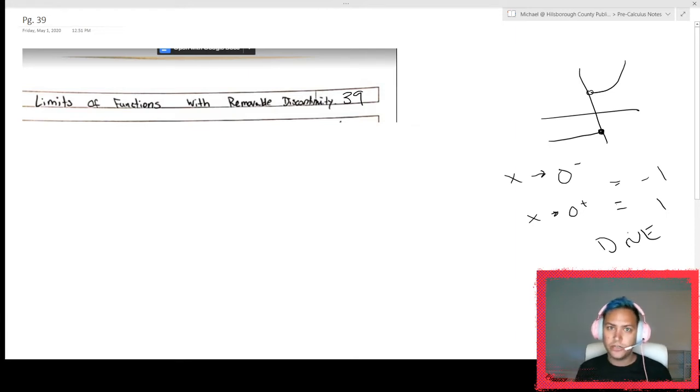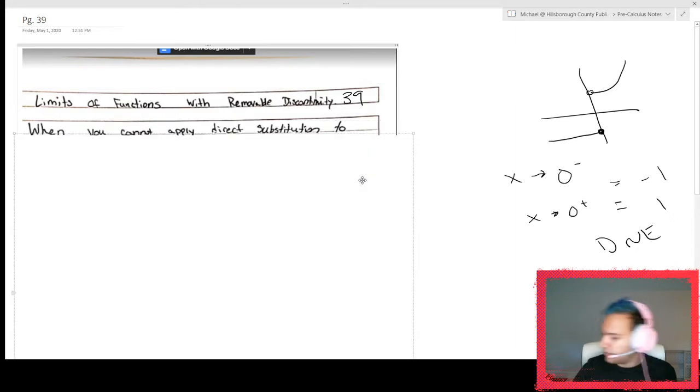So jump discontinuities, we already kind of talked about last week when we did the graphs. Removable discontinuities is going to be today's focus, and then, like I said, next week we'll be talking about infinite discontinuities. So let's start this off.